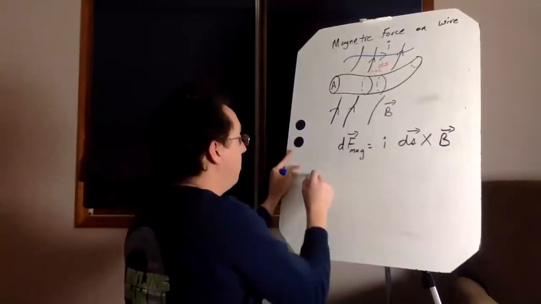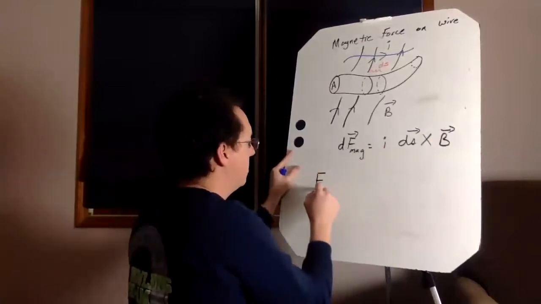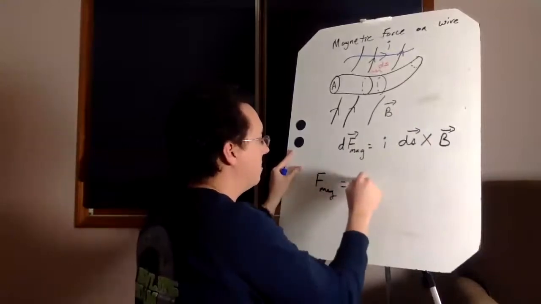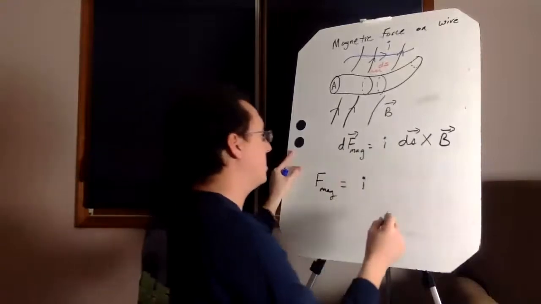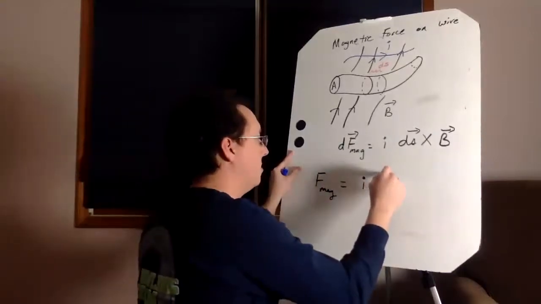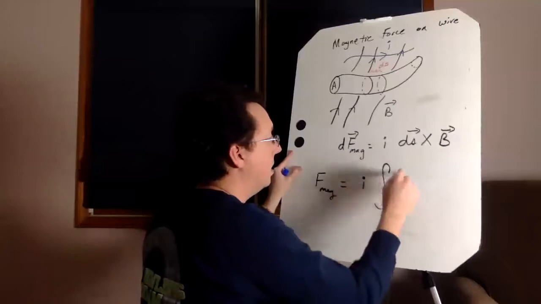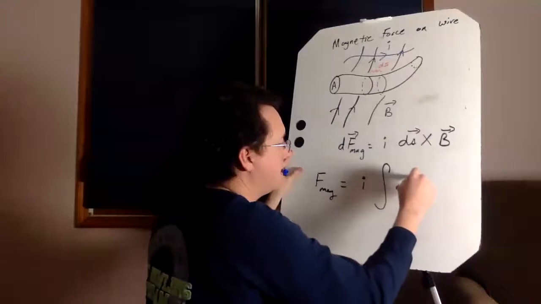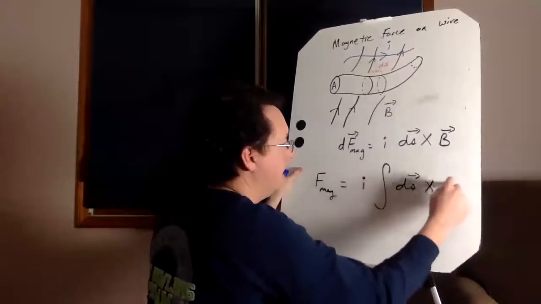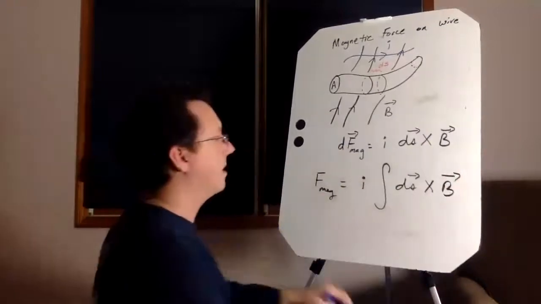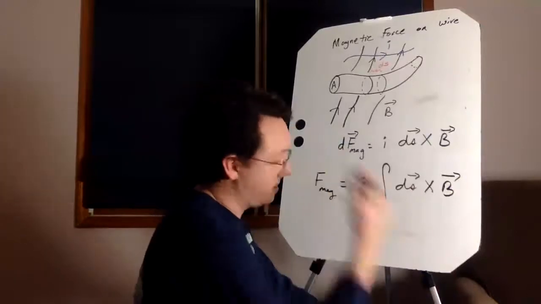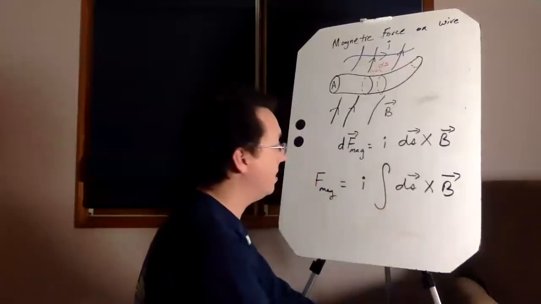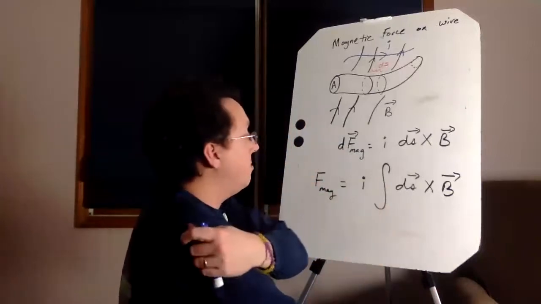All right, and if we want the total magnetic force, this will equal the current, which we assume to be constant and scalar, so it just pulls out of the integral, times the integral along the entire path of ds cross b. So that's our formula for this kind of thing. And that's always true. That's true for any shape.